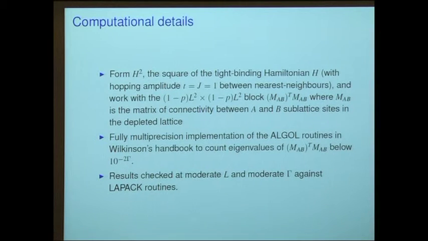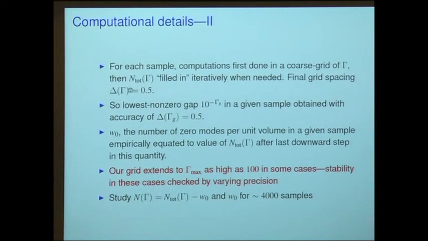So what we really do is what I outline in the next slide. For each sample, we first pick a range of log energies and make a grid in log energies, which is very coarse, and ask how many states there are below 10 to the minus gamma. And we put gamma on some grid.